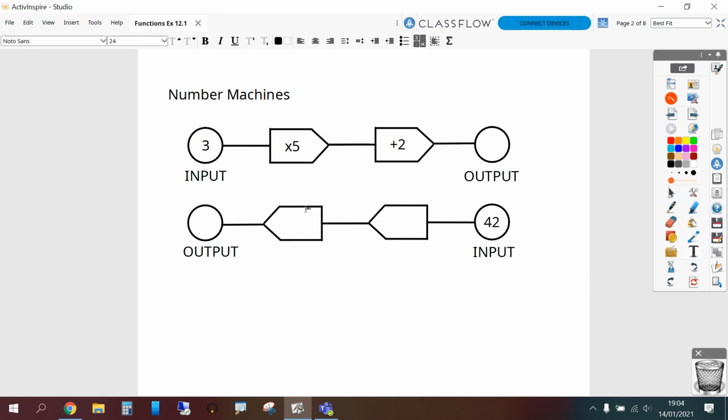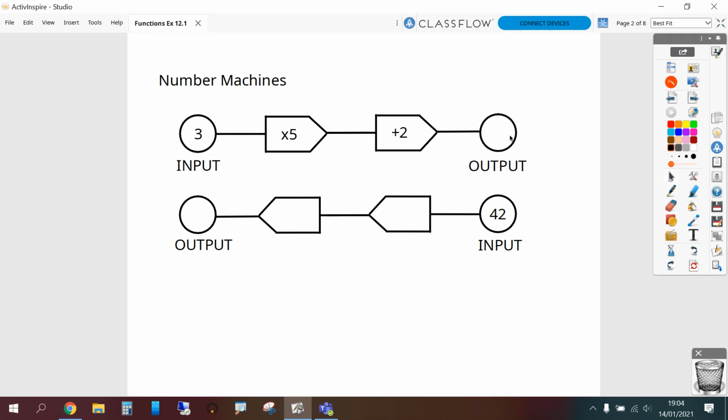Remember back to before when we had number machines and you had some sort of input. In this case we've chosen 3, and we've had some operations to perform on this and we get an output. So 3 times 5 and then plus 2 will give you 17. You also can work the function machine or the number machine backwards.